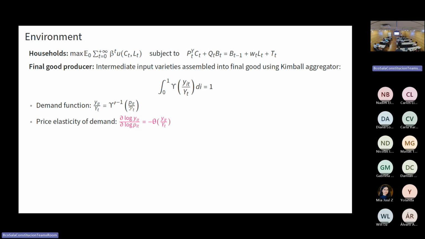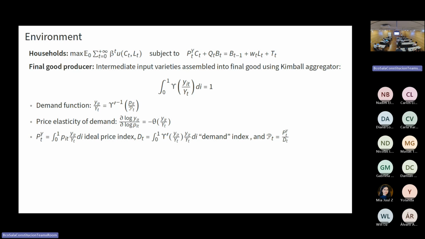Something that is very important is that we can compute from this Kimball aggregator the price elasticity of demand, which is a partial equilibrium object that is going to tell you the elasticity of quantities when the price of that given variety changes. And the important thing is that, as opposed to CES, this is going to be a function, not a number.